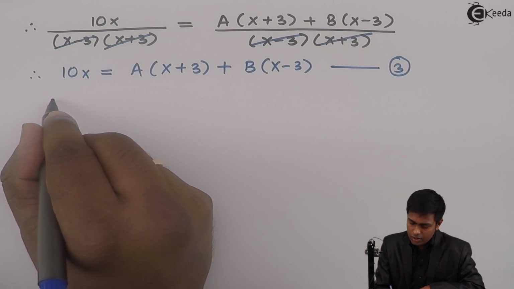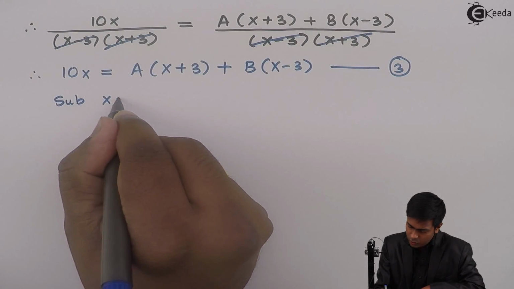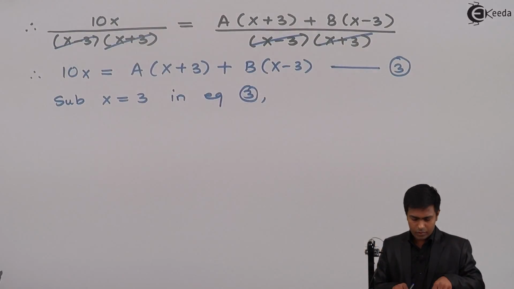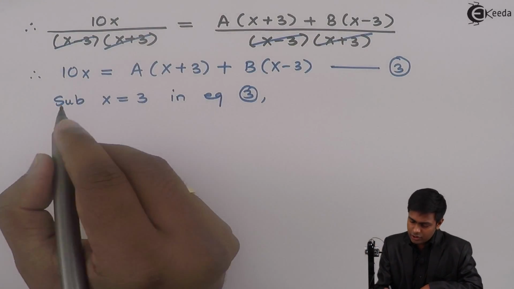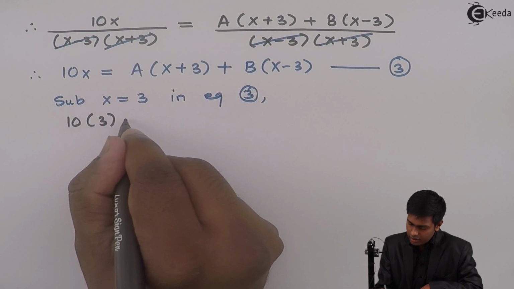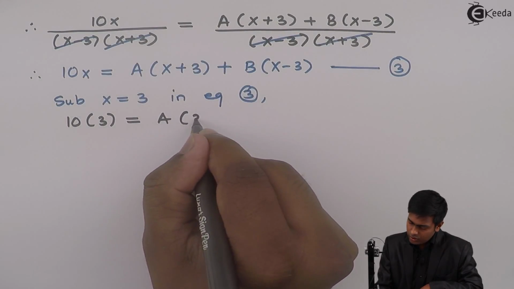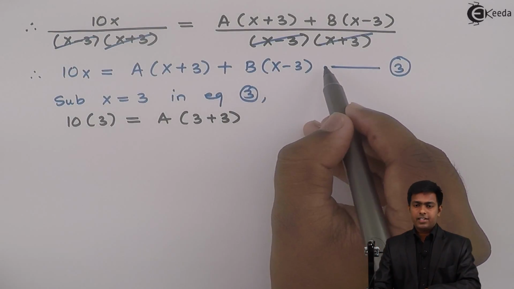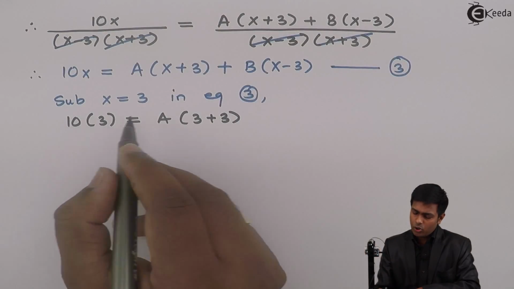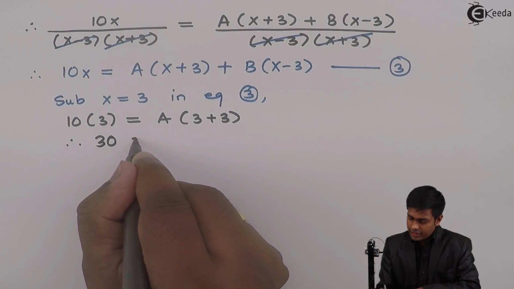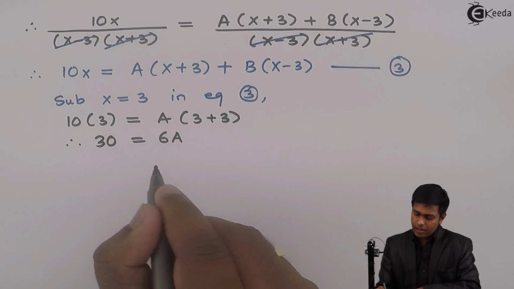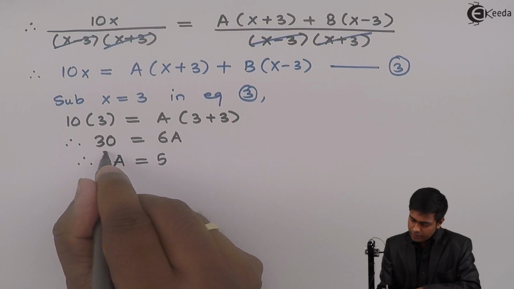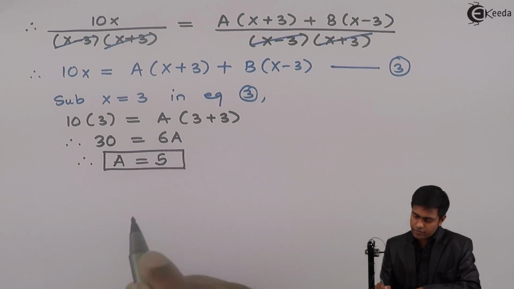So here I will say substituting x equal to 3 in equation number 3. So we will get 10 into 3 is equal to a into 3 plus 3, and here we will get 3 minus 3, that is 0, so the b term will become 0. So therefore we will get 30 is equal to 6a, and therefore a equal to 30 upon 6, that is 5. So the value of a we got as 5.